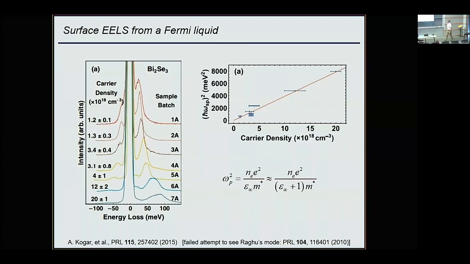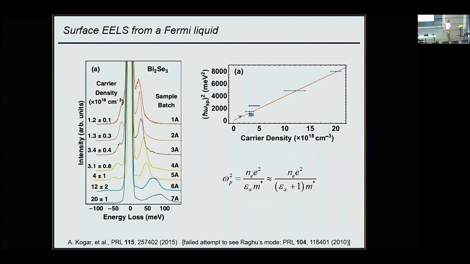This is omega energy on this axis. Positive is energy loss, negative is energy gain. There's always a big peak at zero because there's lots of static density in the system. And then if you look at finite frequency, then you'll see a plasmon, and that's what you would expect in a normal metal. And then if you anneal the system to change the number of carriers in it, you can shift this plasmon around. So if you add carriers, it shifts to higher frequency.